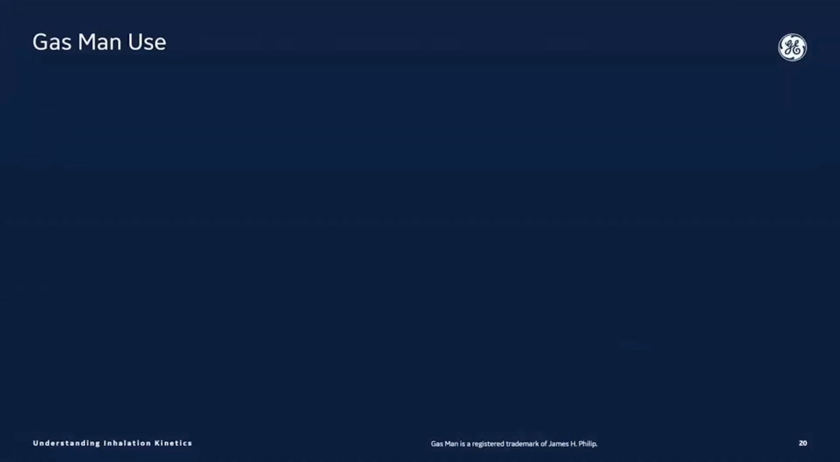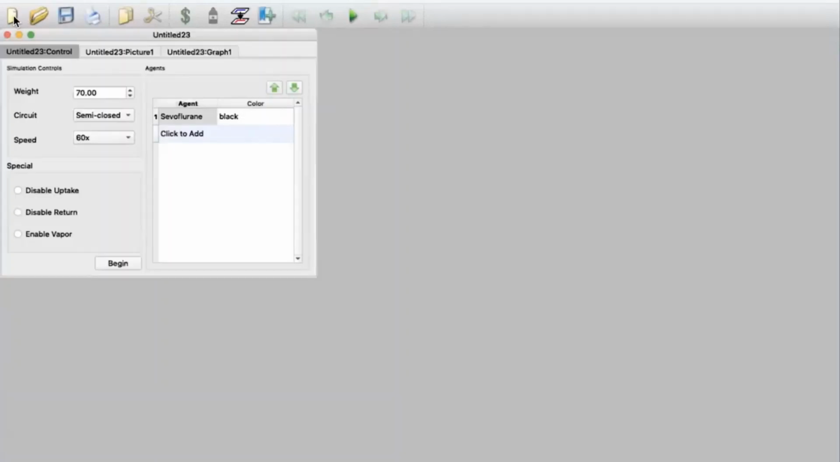Let's see how to use Gassman. I'm going to move to the Gassman model itself. I'm going to run Gassman. I will start a new simulation, and we see we have 3 panels: the control panel, the picture panel, and the graph panel. In this control panel, the weight of 70 kilograms has been chosen, and it could be anywhere from 0.05 kilograms to 500 kilograms, thereby being useful for animals as well as humans. The circuit is semi-closed, closed, or ideal.